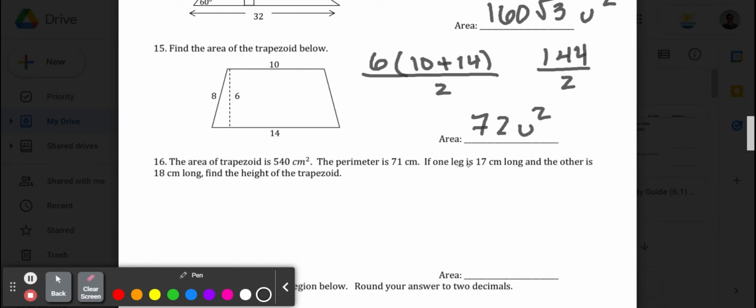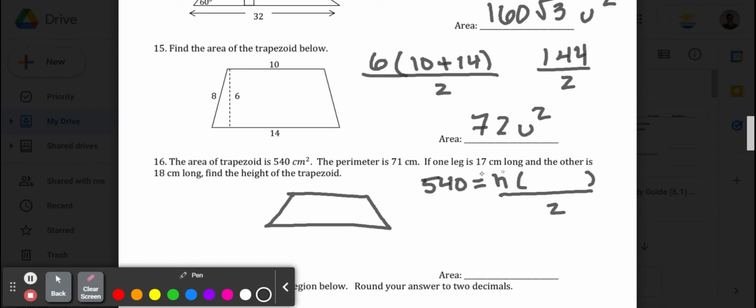The area of a trapezoid is 540. The perimeter is 71. If one leg is 17 and the other is 18, find the height. Okay, so we have a trapezoid. We know the area is 540, so I'm going to do 540 equals, find the height. So we don't know the height. We need to find the two bases. Well, it says one leg is 17, the other one's 18. I don't know the two bases, but in here is base 1 plus base 2. So if I just take 71 and I subtract the two legs, I should get the two bases.